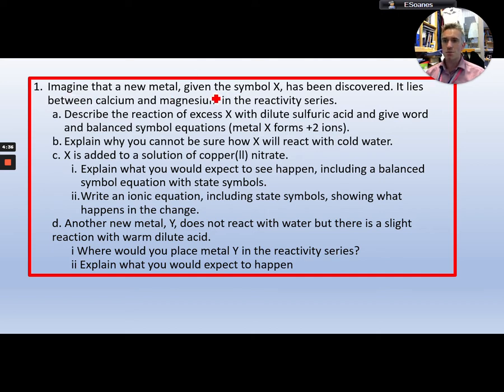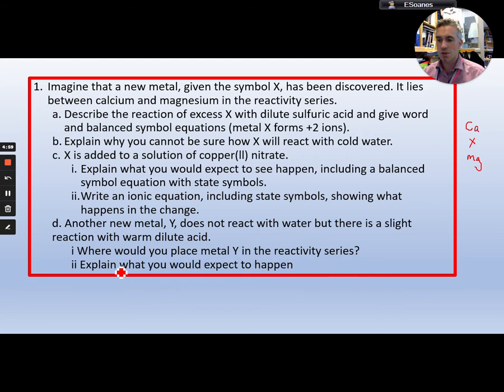Imagine a new metal, given the symbol X, has been discovered. It lies between calcium and magnesium in the activity series. Which one is higher? Calcium is higher, then X, and then magnesium. Describe the reaction of excess X with dilute sulfuric acid and give the word and balanced symbol equations.